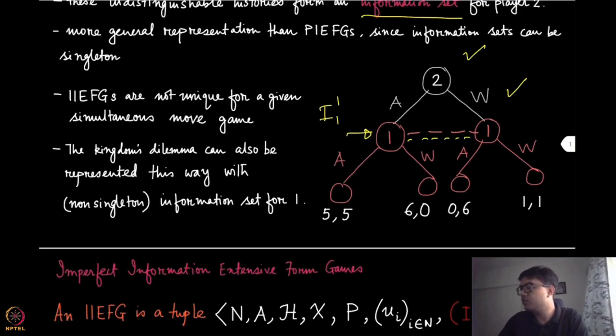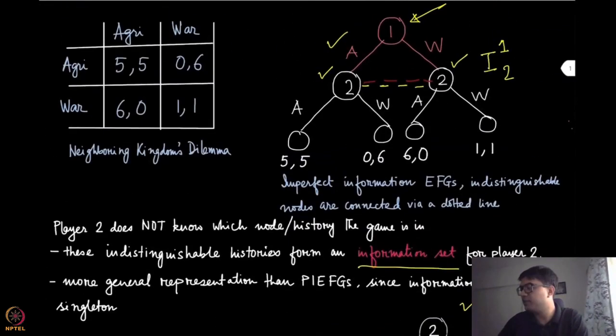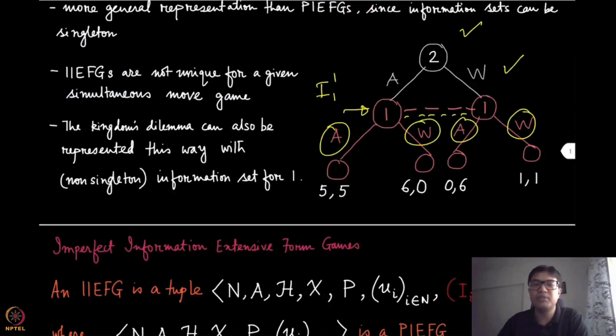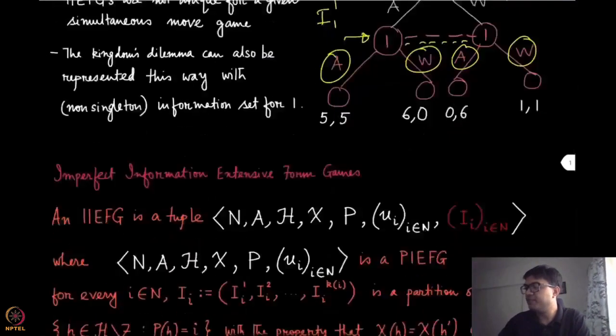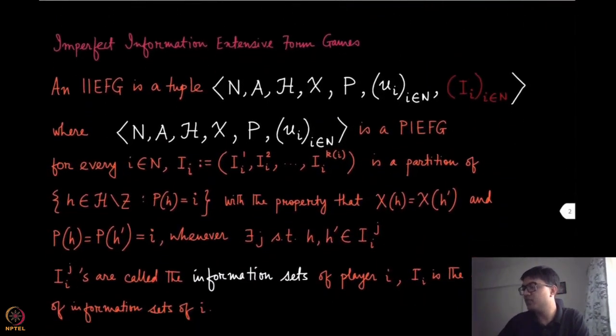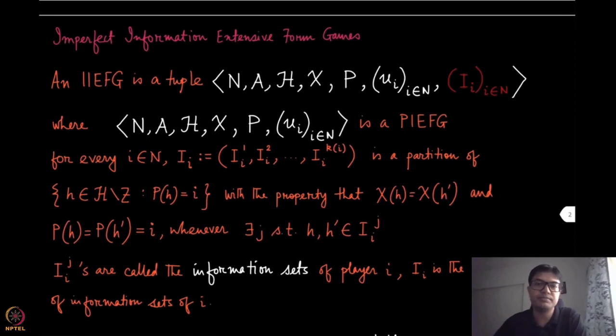And this is true for the previous example as well. So this is the informal definition of the imperfect information extensive form game. Let us make it more formal using the notation that we have developed so far.